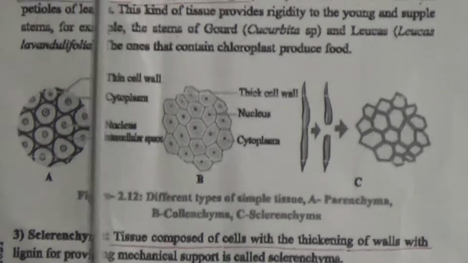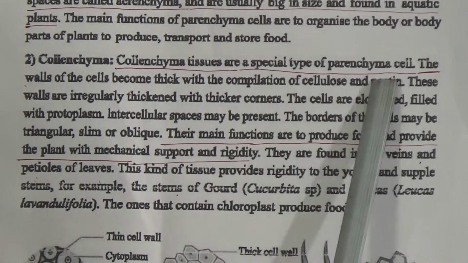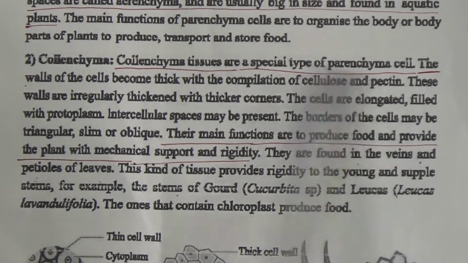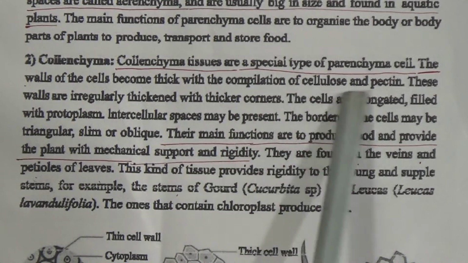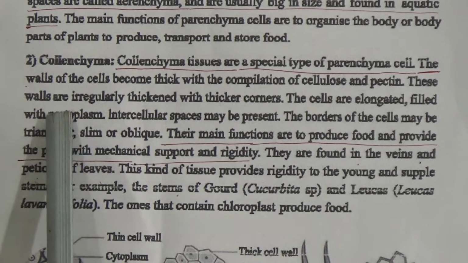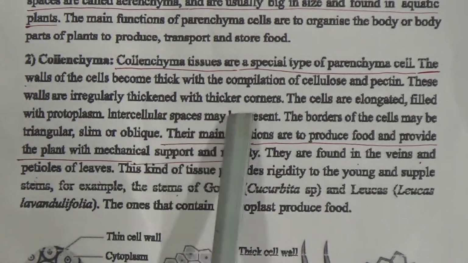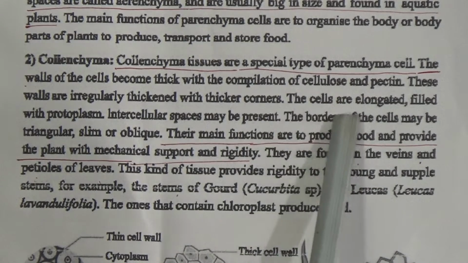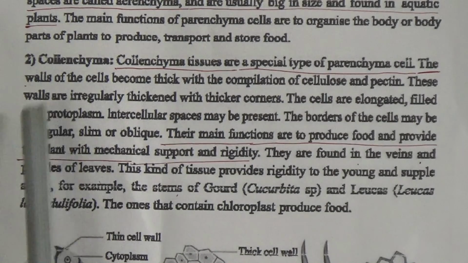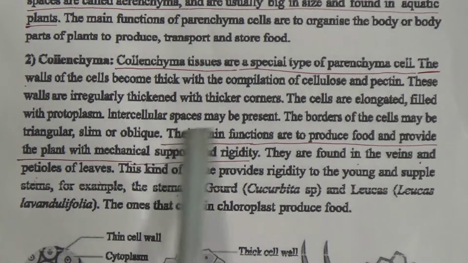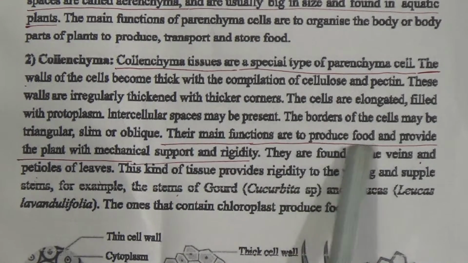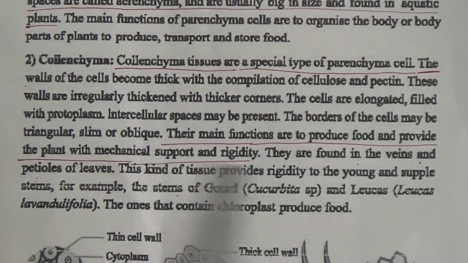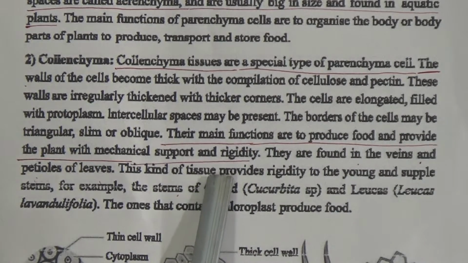Now, collenchyma. Collenchyma tissues are a special type of parenchyma cell. The walls of these cells become thick with a compilation of cellulose and protein. These walls are irregularly thickened with thicker corners. The cells are elongated, filled with protoplasm. Intercellular space may be present. Their main functions are to produce food and provide the plant with mechanical support and rigidity.